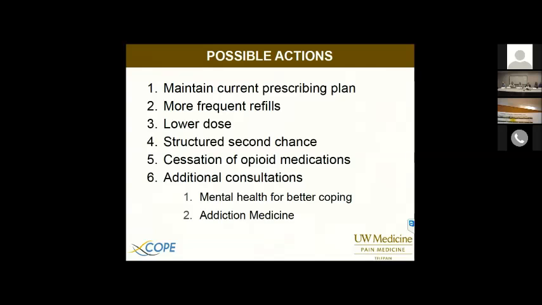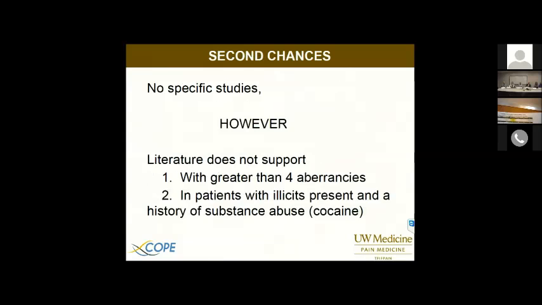So what are your options? Well, you could just maintain the current prescribing plan. You have an aberrancy, and you've weighed all the factors, and you say, okay, I'm going to just continue. You may choose more frequent refills, such as weekly or every other week, but you may say, I just need to lower the dose. If you're going to give a second chance, you may want to structure it. What's going to keep this from happening again? You could stop opioids, or you could go on to have an additional consultation for mental health issues, for addiction medicine, to use other strategies besides opioids as coping strategies.